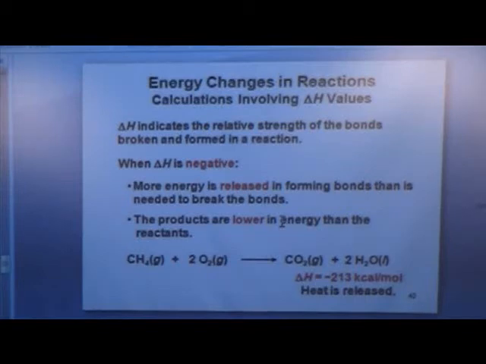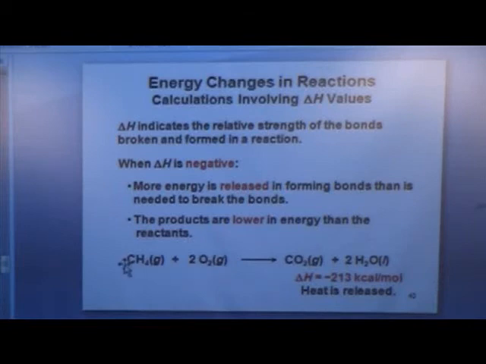When delta H is negative, which is exothermic, more energy is released in forming bonds than is needed to break the bonds. There is more energy released. The products are lower in energy than the reactants. The products are losing energy.